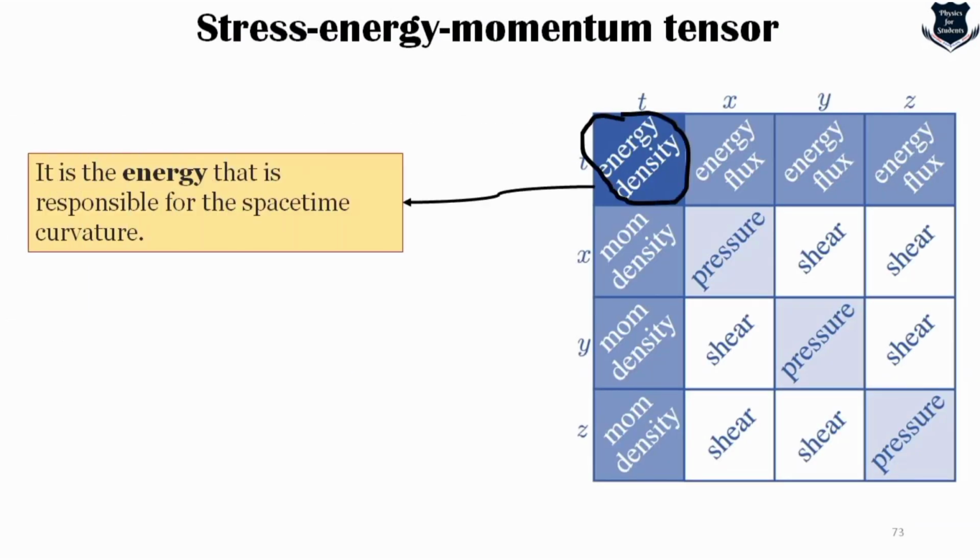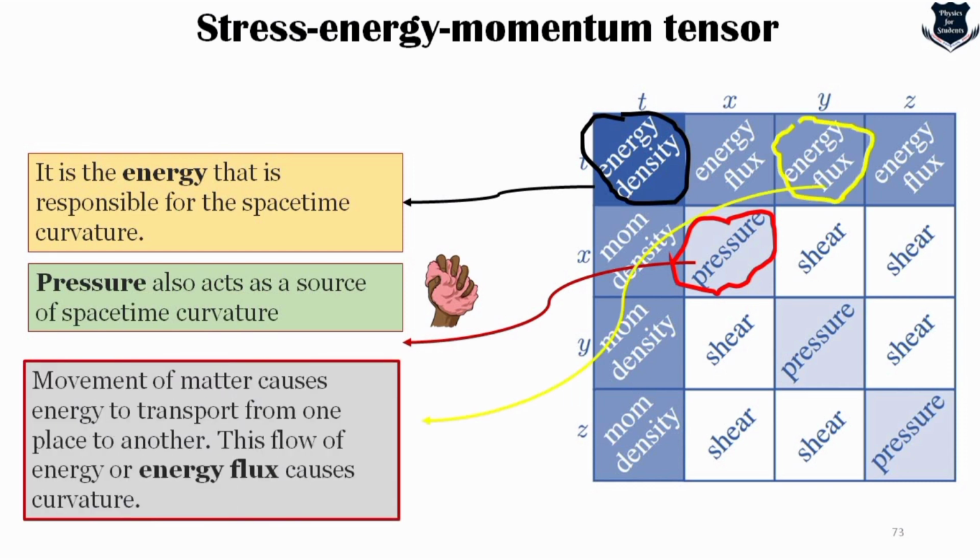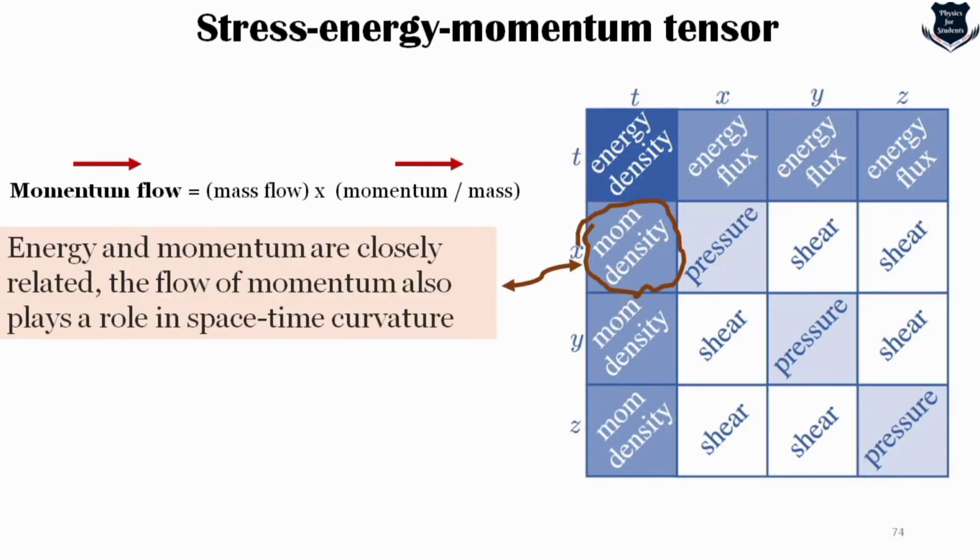So we dealt with energy density. It is the energy that is responsible for the space-time curvature. Pressure, here a person squeezing some matter in hand, also acts as a source of space-time curvature. And when the matter moves from one place to another, this flow of energy flux also causes the curvature. So energy density is responsible for the curvature, pressure is also a source of space-time curvature, and the energy flux also causes a curvature. Then we find what is called momentum density, that is mass flow multiplied by momentum or mass.